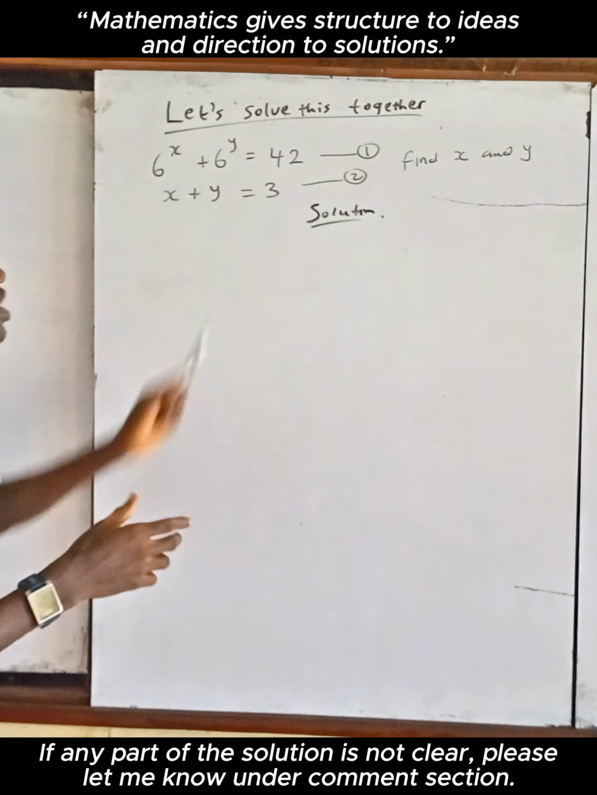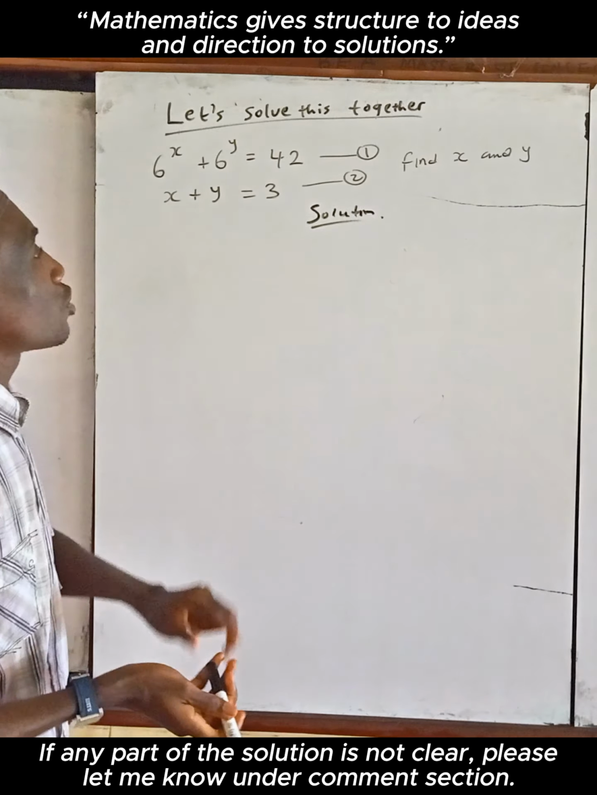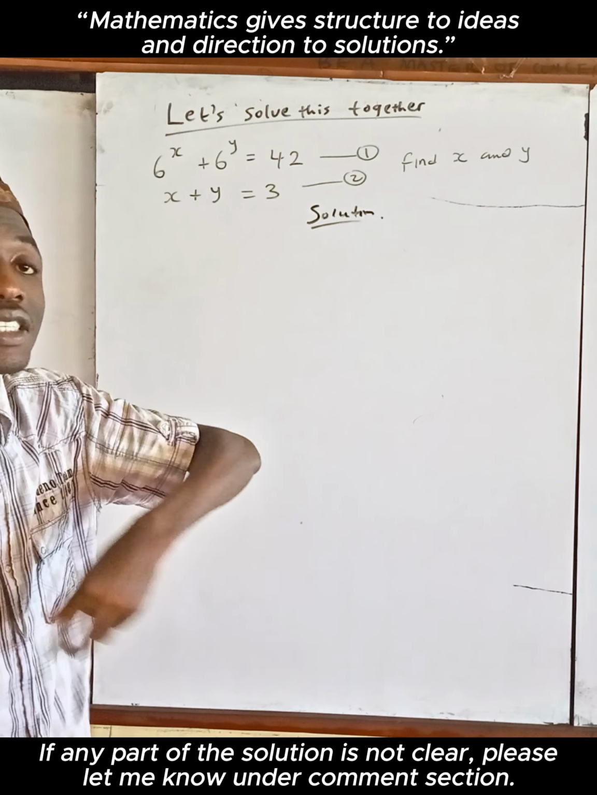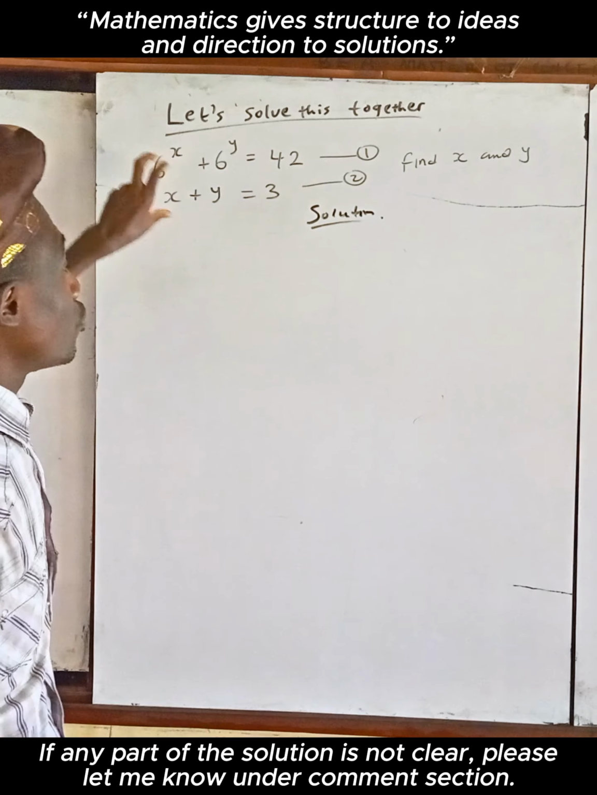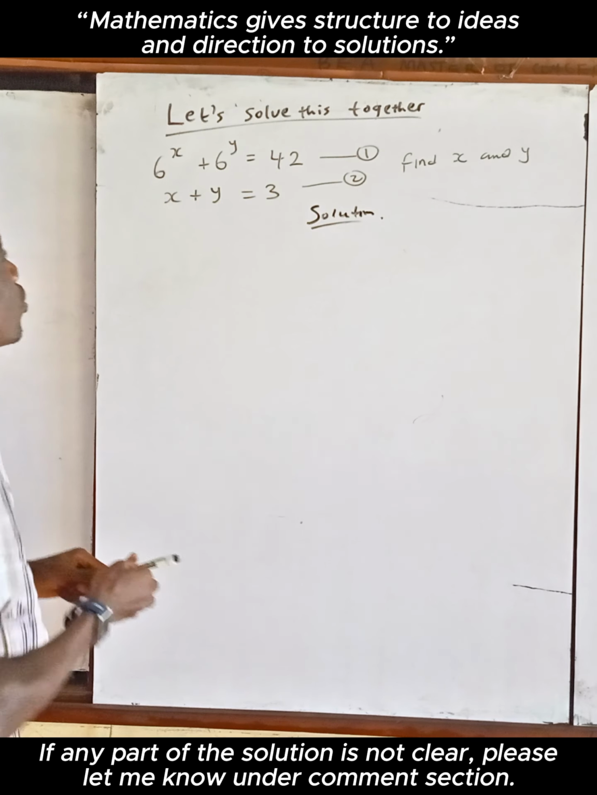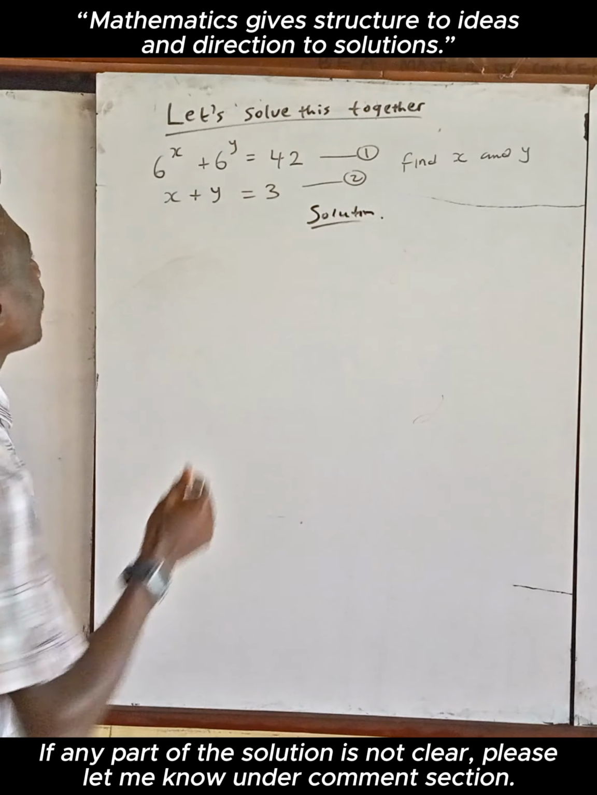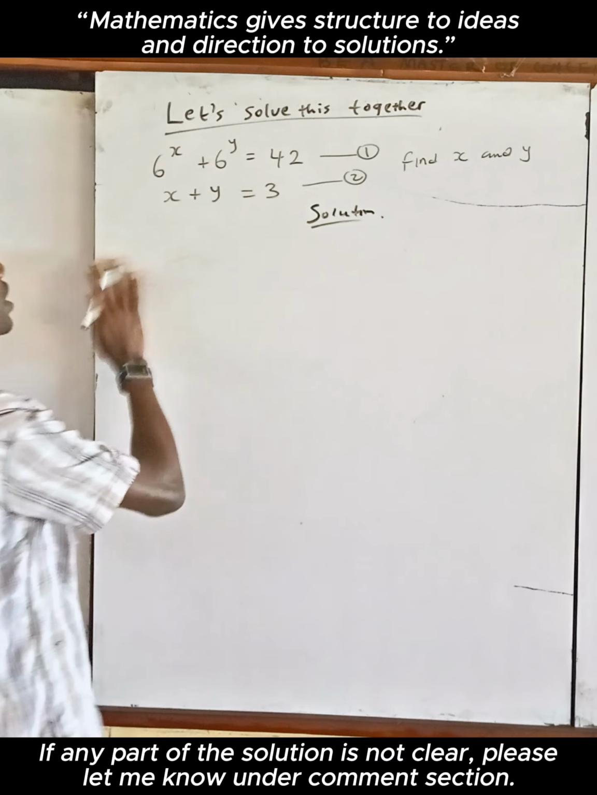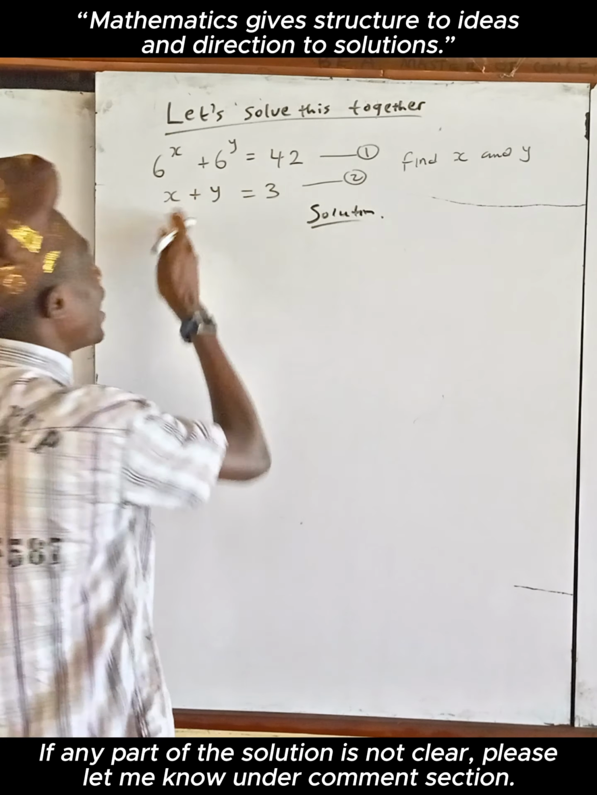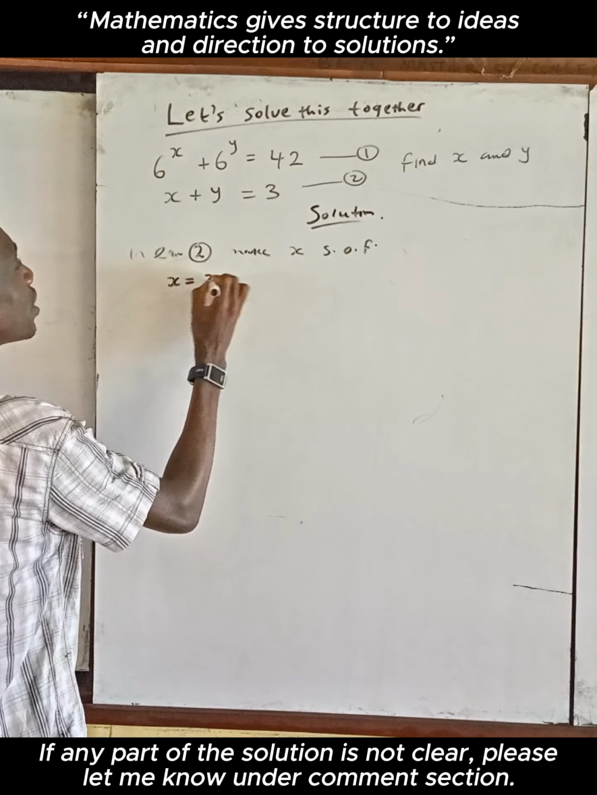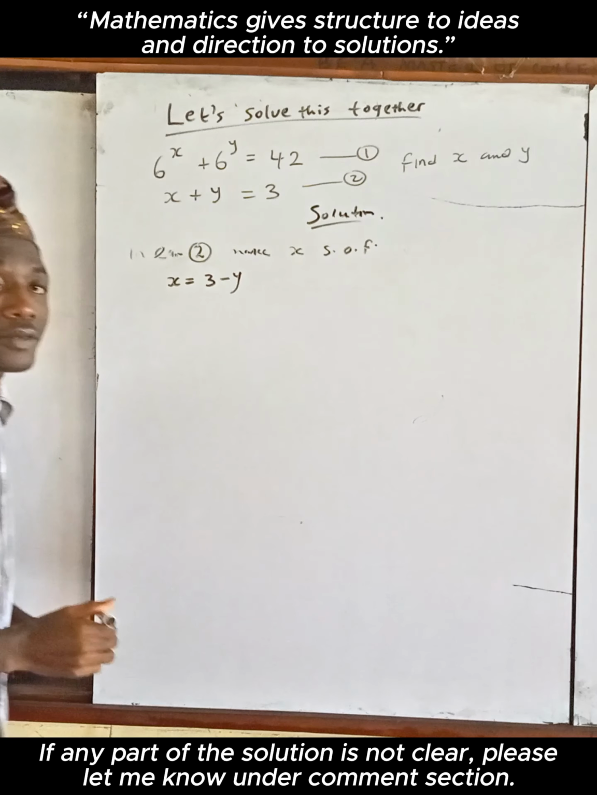But for the moment we are dealing with two sets of linear equations, and it is telling us that we are dealing with a simultaneous equation. So now let's check. We have this as our equation 1, we have this as our equation 2. In equation 2, make x the subject of the formula.